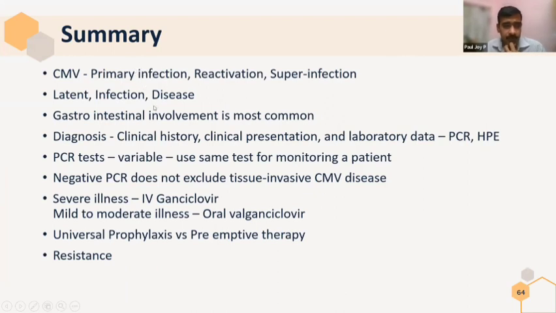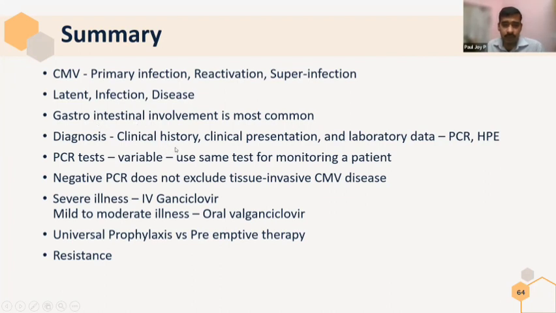Summarizing, CMV infection can be primary infection, reactivation, or a superinfection. In most of the patients, it stays as a latent infection, and in the presence of immunosuppression, it leads to viremia. And in severe cases, it can lead to CMV disease when there is end organ involvement. The most common form is GI involvement.